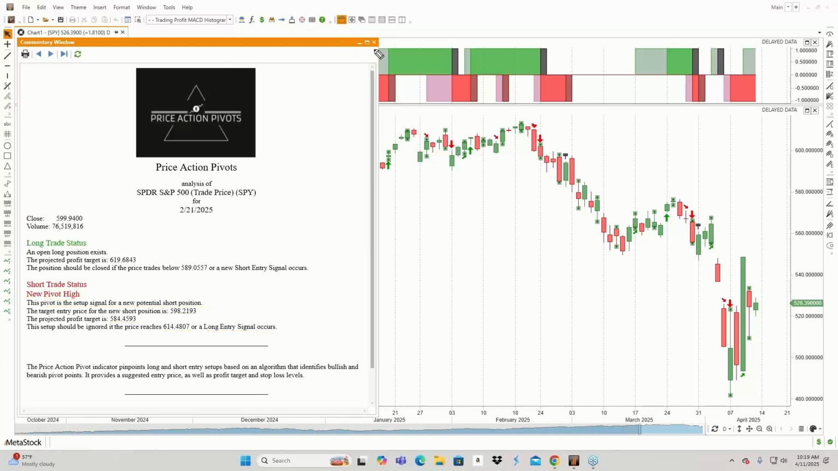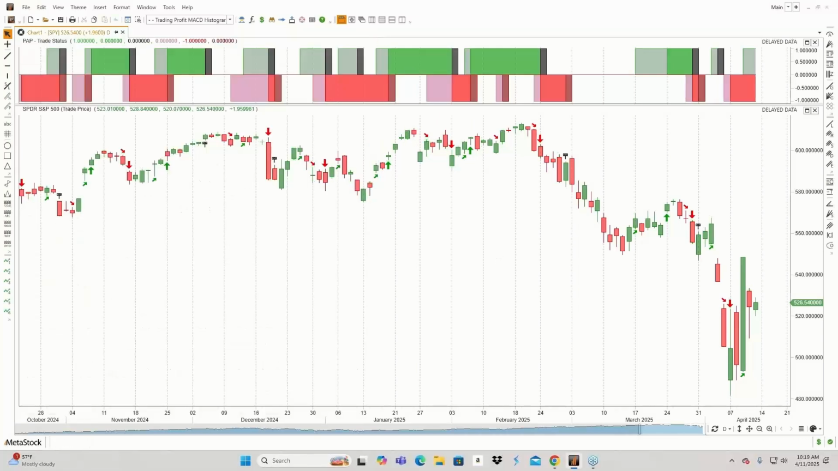All right, which is very handy. I like how MetaStock does this. Okay, so basically all the opposite rules apply for the bullish price action pivot.